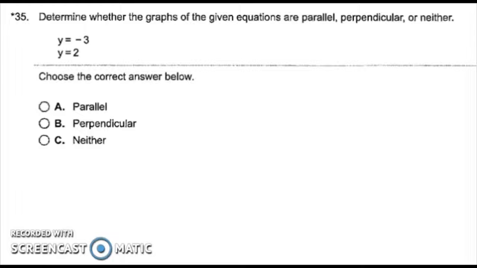Number 35, it says determine whether the graphs of the given equations are parallel, perpendicular, or neither. So these are both horizontal lines, and horizontal lines, unless they're coinciding lines, are parallel to each other. So they are parallel lines.